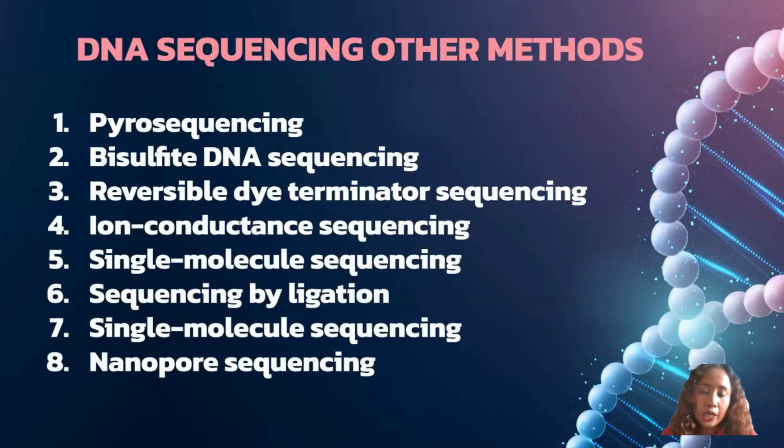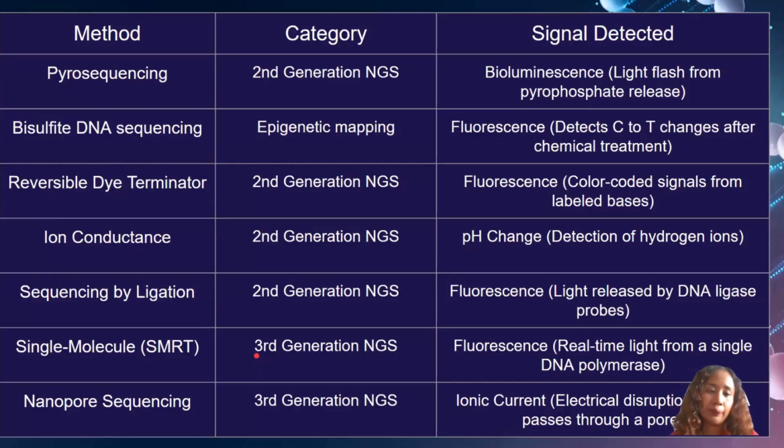So the other methods are your pyrosequencing. These are found in your Buckingham: bisulfite DNA sequencing, reversible dye terminator sequencing, ion conductance sequencing, single molecule sequencing, sequencing by ligation, and nanopore sequencing. So guys, these are just a summary of different types of sequencing. So notice in the categories, we have second generation NGS, and we have third generation, next gen sequencing.